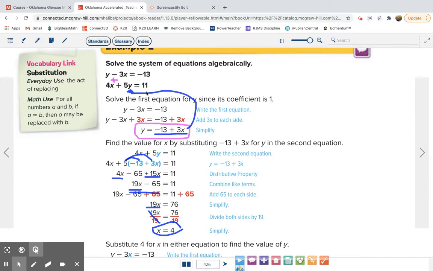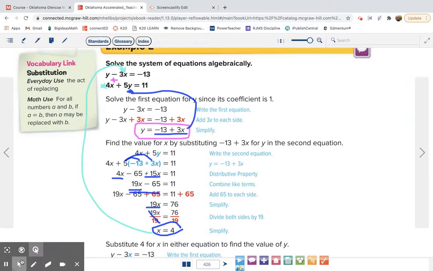This is why I drew an arrow. I've already plugged in, switch colors, I have already plugged into this equation. So that means now the answer that I got, I have to plug it in to the one I haven't plugged into yet. I already drew an arrow to that one, so I know I've plugged into it already. So I'm going to take that x equals 4, and plug it in for x on the first equation.